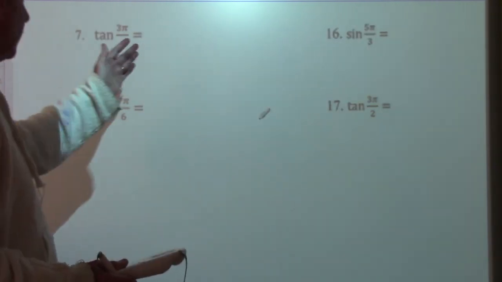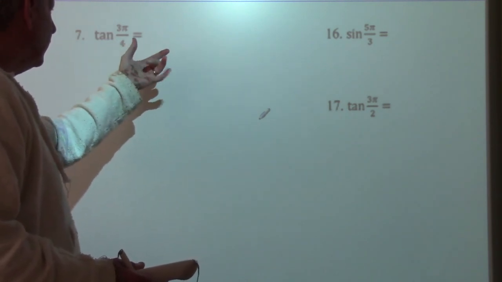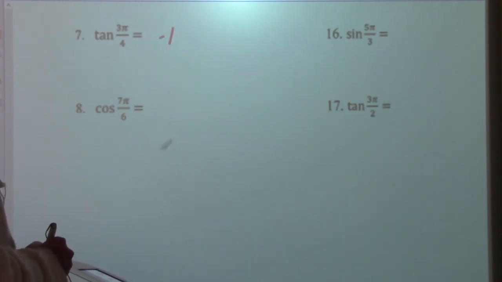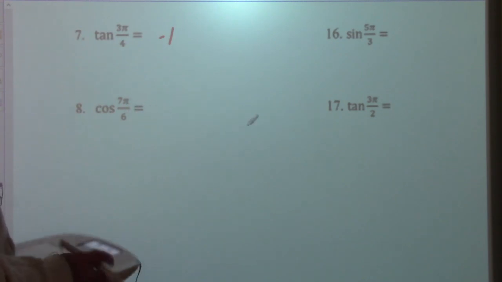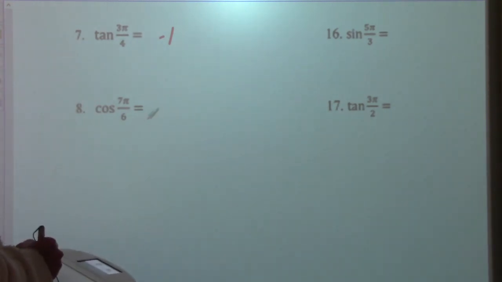Here we're going to have 3 pi over 4 is over here. So that's going to be like square root of these fingers, so we get 1, but negative 1 is over there in quadrant 2. Cosine of this, that's going to be over here this way, so it's negative.